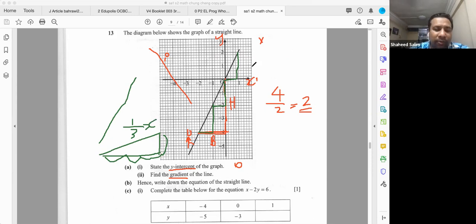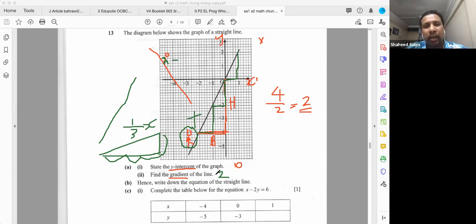So now let us write the equation. Down here the gradient is 2. Is it plus 2 or minus 2? Look at the man. The man is going up the hill. This is positive. If the man is going down like this, that means this is negative. So this is positive too.